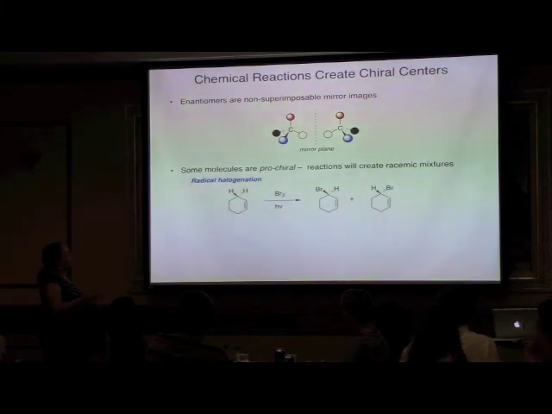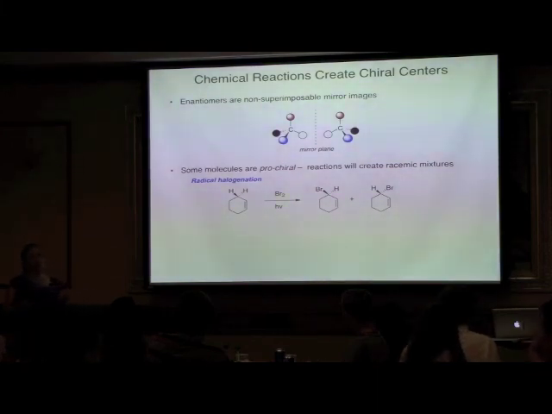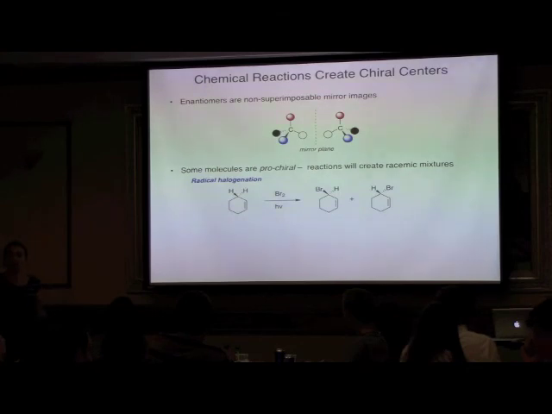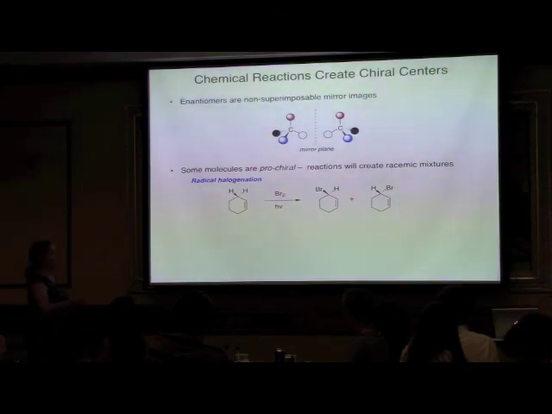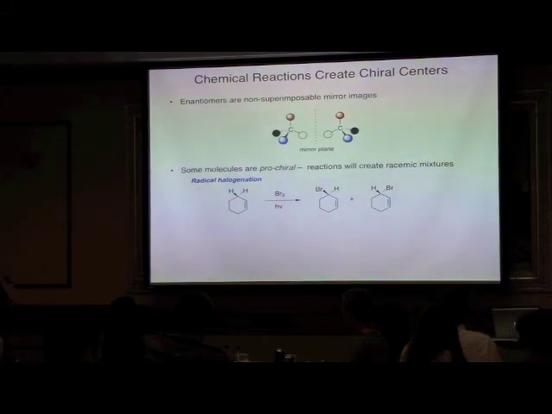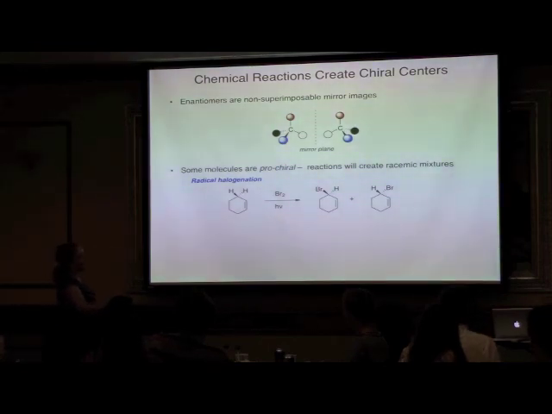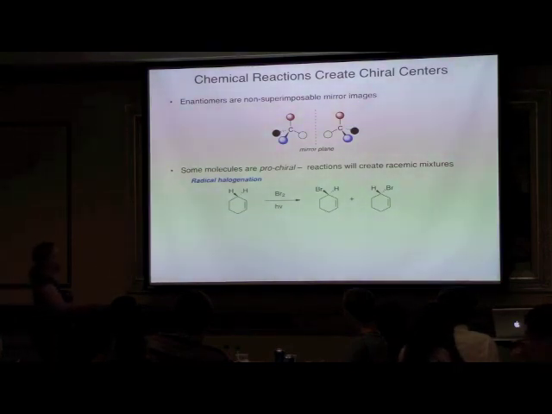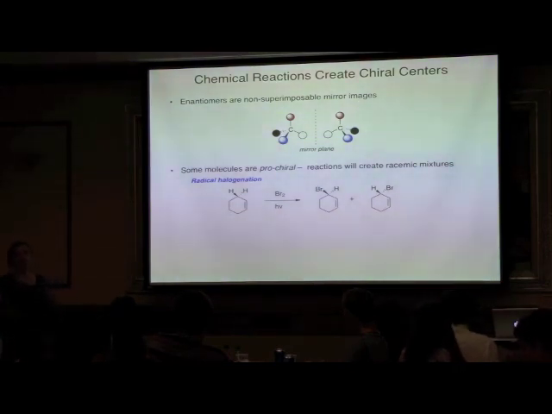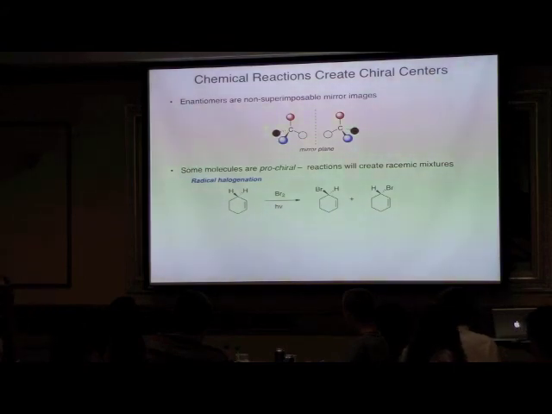One of the things that's true though is we can actually make chiral molecules from molecules that are not chiral. So we call those prochiral molecules. For example, we have this cyclohexene, and at this position we can do a radical halogenation. Using bromine and light, we can actually get both enantiomers out. So when we do a reaction that does not have anything chiral in it, we're going to get a mixture that is not optically active, although we are creating a stereocenter in each of these reactions.